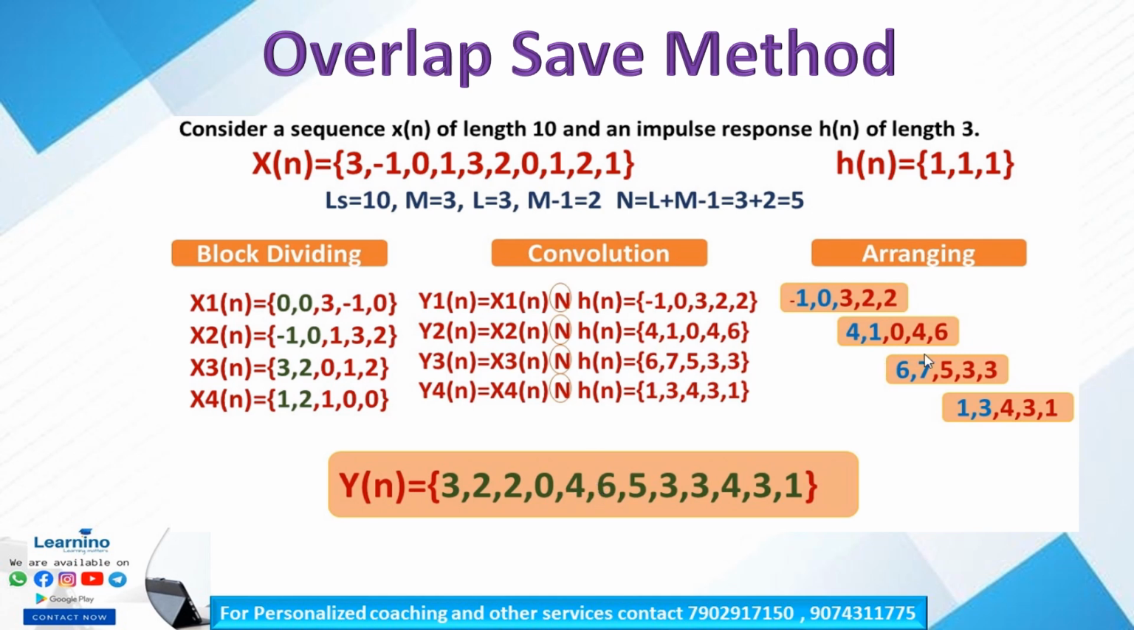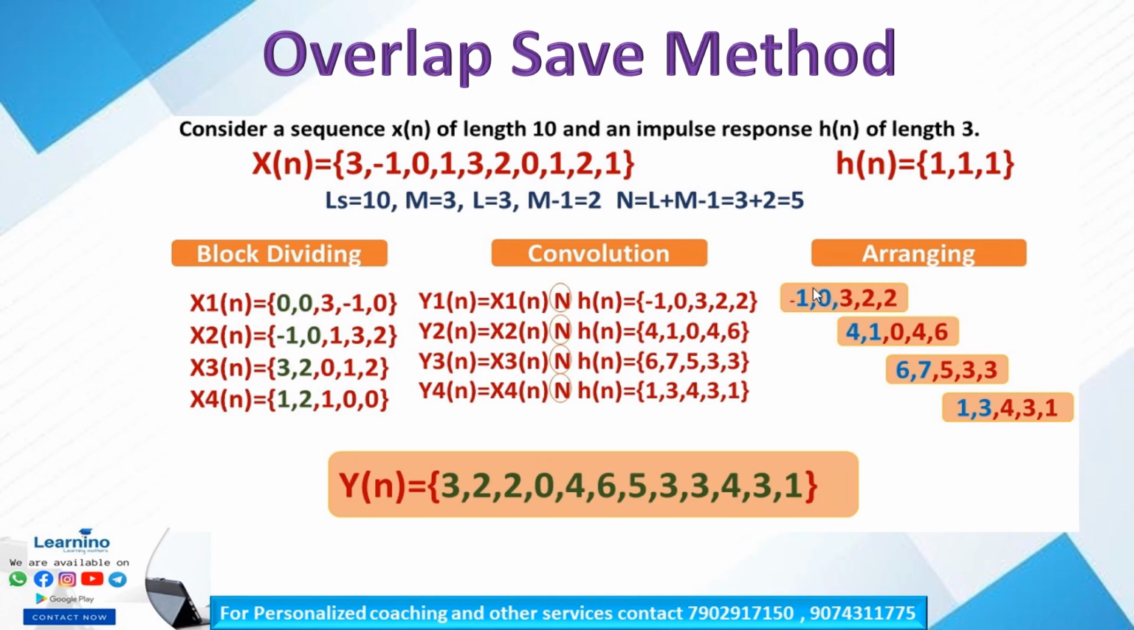And from the third result, 6 and 7 are rejected and we take 5, 3 and 3. Here it is 5, 3 and 3. And from the fourth result, we reject the first 2 points, that is 1 and 3, and we take the other 3 points, 4, 3 and 1. So here it is 4, 3 and 1.